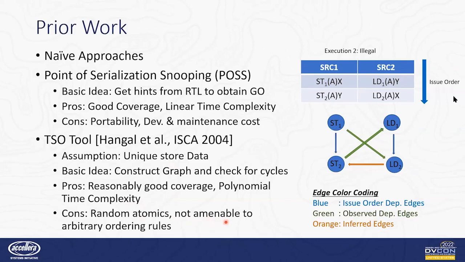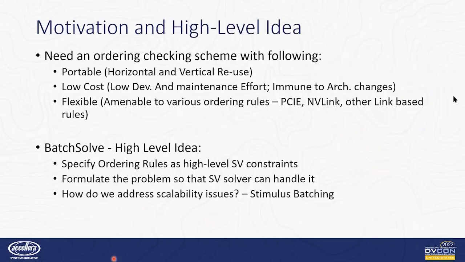That is, if you have complex ordering rules like PCI ordering rules or other link-based ordering rules, then taking that and generating rules which will generate the inferred edges is a non-trivial problem. The motivation for this work is the need to develop an ordering checking scheme which is portable, low cost, and flexible. So we want this checker to be extremely versatile, as in it should be amenable to various ordering rules like PCI, NVLink, or other ordering rules, and it should be easy to change these ordering rules. And we also want this checker to have very low development and maintenance cost.